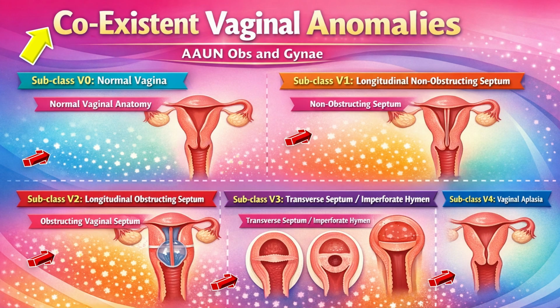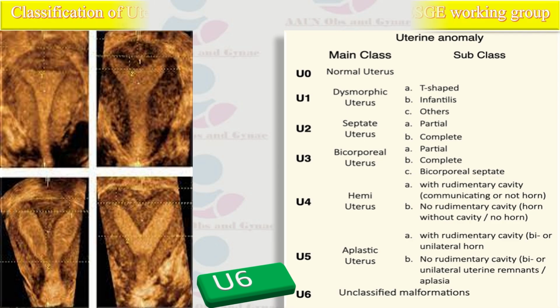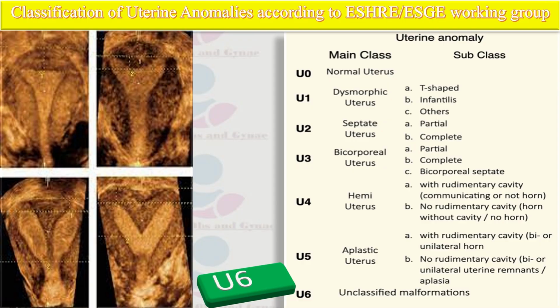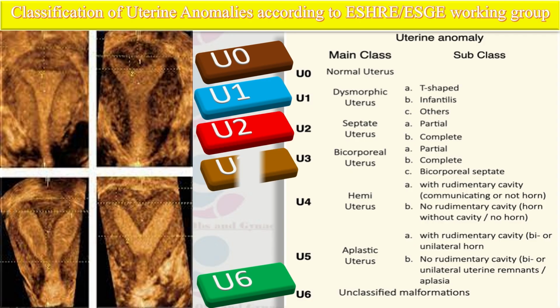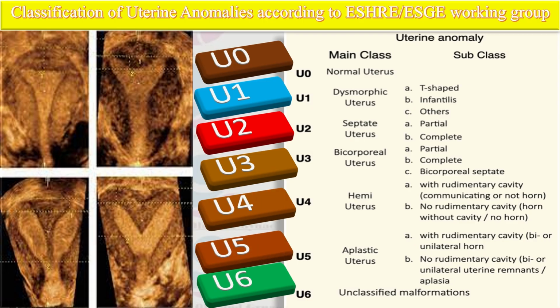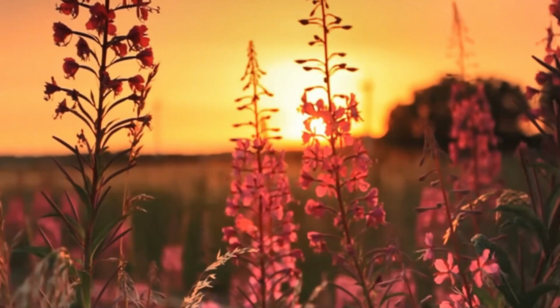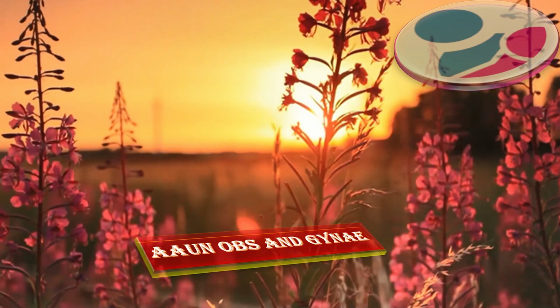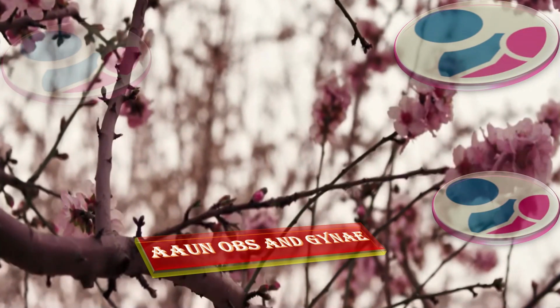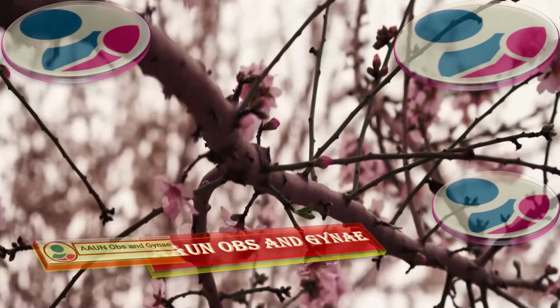Here we have classification of uterine anomalies according to ESHRE or ESGE working group. We have U0, the one with a normal uterus. U1 is the one with the dysmorphic uterus, U2 septate uterus, U3 bicorporeal uterus, U4 hemi-uterus, U5 aplastic uterus, and U6 unclassified malformation. So understanding the classification of the uterine anomalies is the first step towards accurate diagnosis and better patient care. When we understand anatomy clearly, we manage confidently and treat effectively.